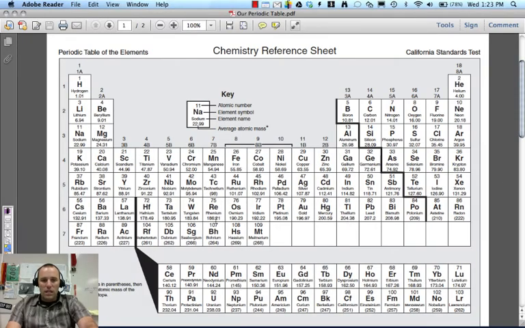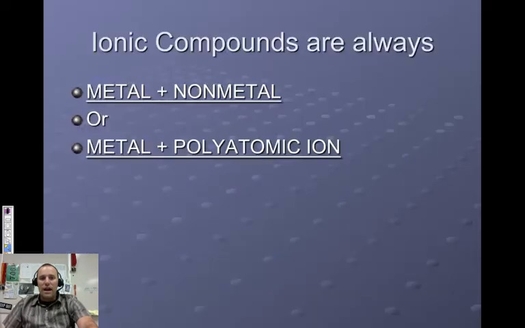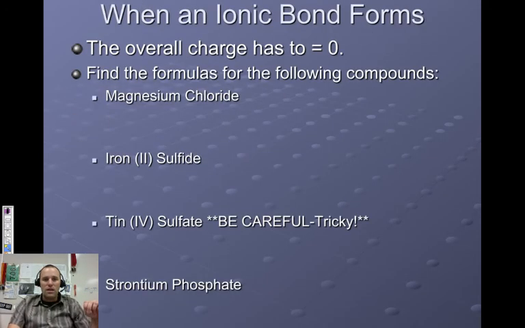So if you have one of these and one of these, it's an ionic compound. Or if you have a metal and one of the polyatomic ions that you have memorized, again, it comes up again. You must memorize your polyatomic ions. Then you have an ionic compound. Okay?